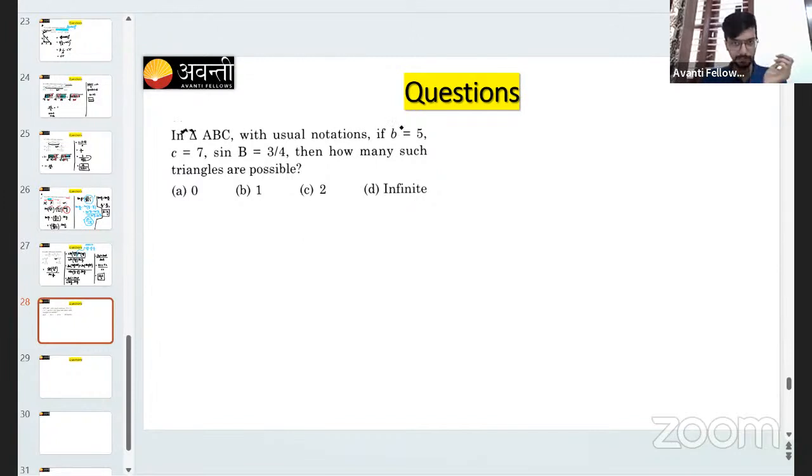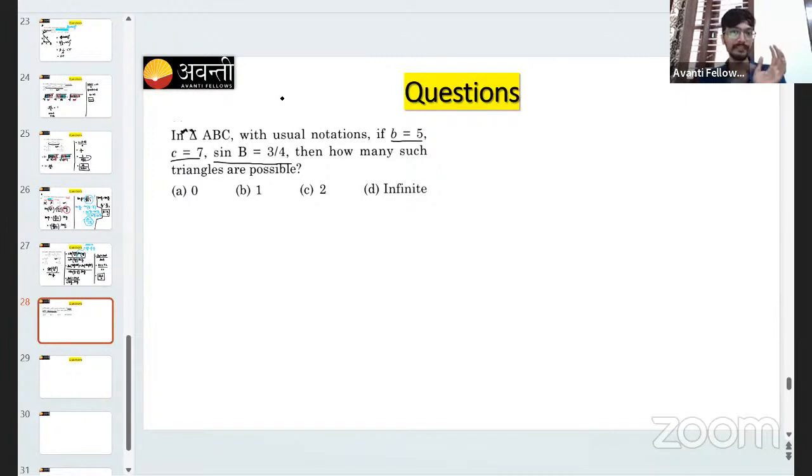The given information is side B, side C, and sin B. In such cases, how many triangles are possible? Let me tell you. A triangle is formed whenever there are angles ABC and sides ABC. So in such questions, how many triangles are possible, or can triangle ABC be formed or not.